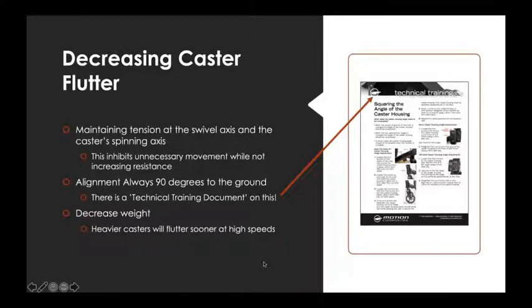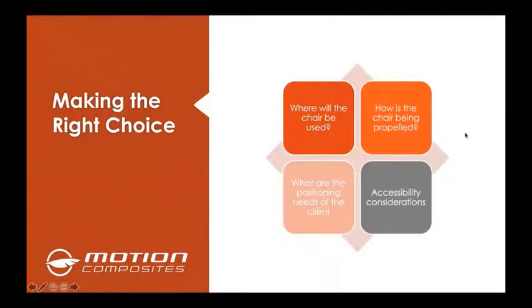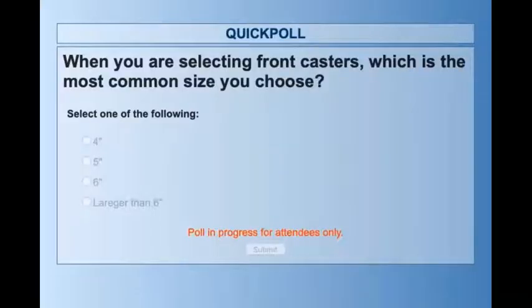So before we move on, I want to ask one more question. So I'm going to put up one more poll, and that is, when you are choosing front casters, what is the most common size you choose? This is just for our information, because I'm always intrigued to see what people are selecting.